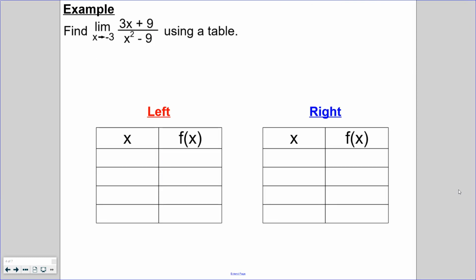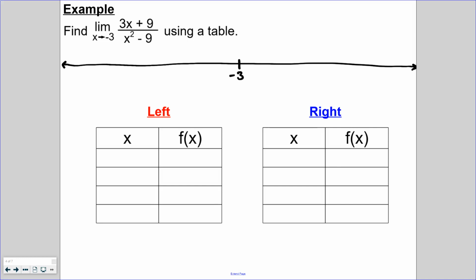All right, let's take a look at another one. So this next one, we have the limit as x approaches negative 3 of 3x plus 9 over x squared minus 9. And again, we want to evaluate this using a table. So, just like before, I'm going to draw the number line. If you find it helpful, please go ahead and do it. However, if you don't need the number line, do not feel as though you have to draw it. And just like before, I'm going to put my a value, which this time is negative 3, in the middle.